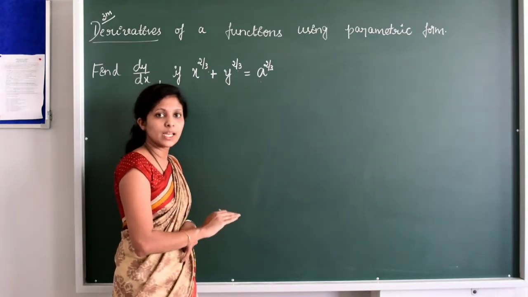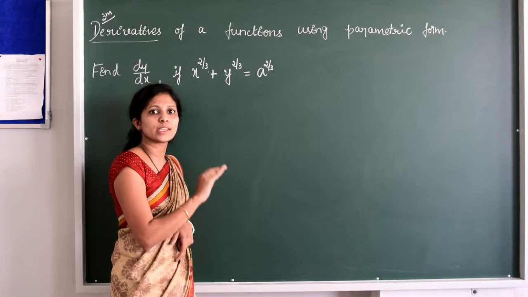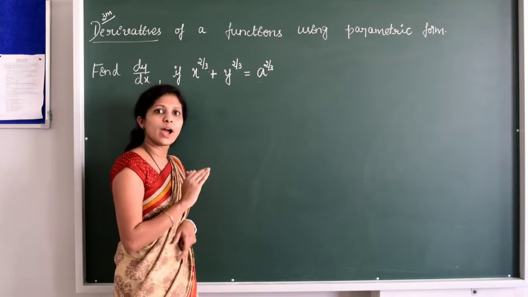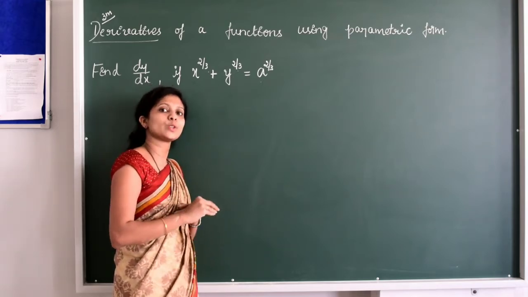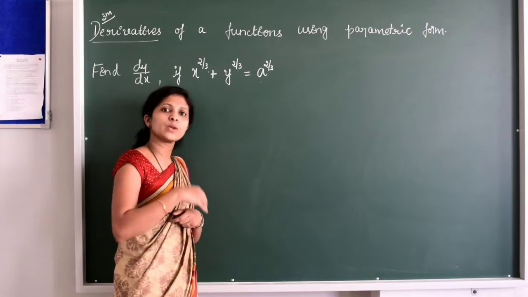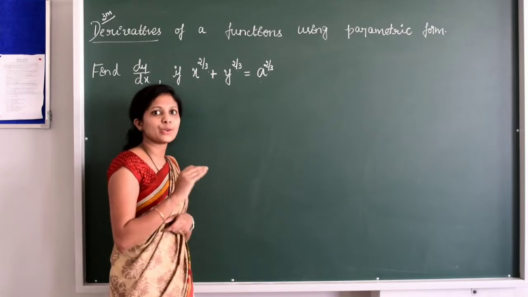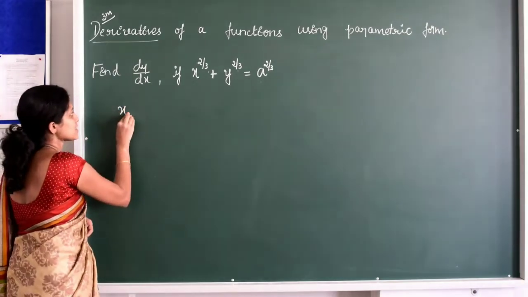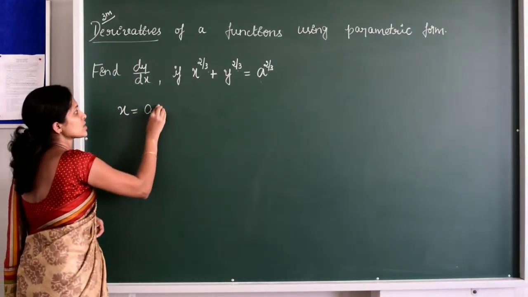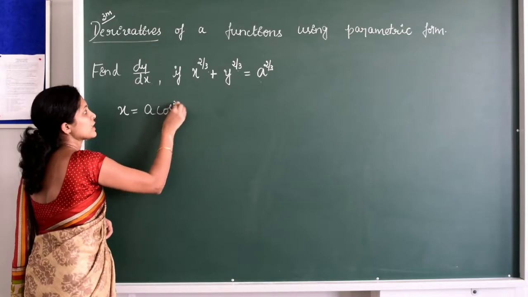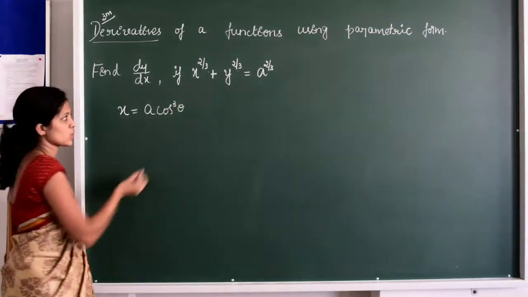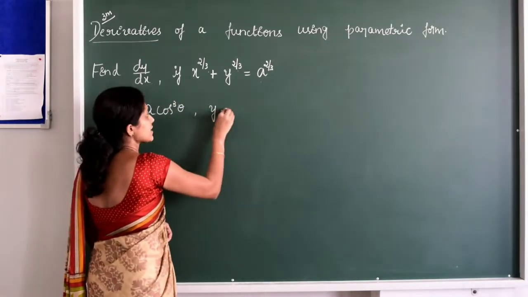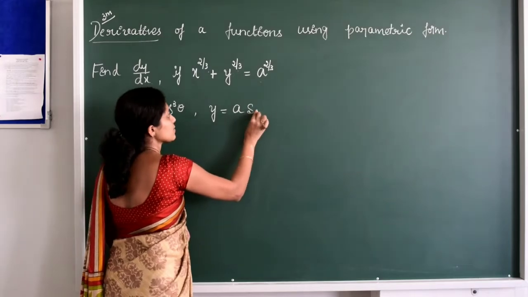That is also possible. But if they mention by using a parametric form, then you have to take two variables and you have to represent those two variables by using another variable. So for that you need to give a substitution. Here what substitution can we give? x is equal to a cos cube theta. Is it clear? When you give the substitution, x is equal to a cos cube theta and y is equal to a sin cube theta.